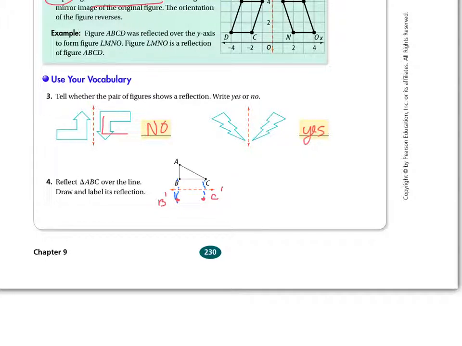And then same thing with A. A follows along the same line as B, so A is from here to here, so I'm going to plot it from here to here, let's say. So maybe A goes out to here.